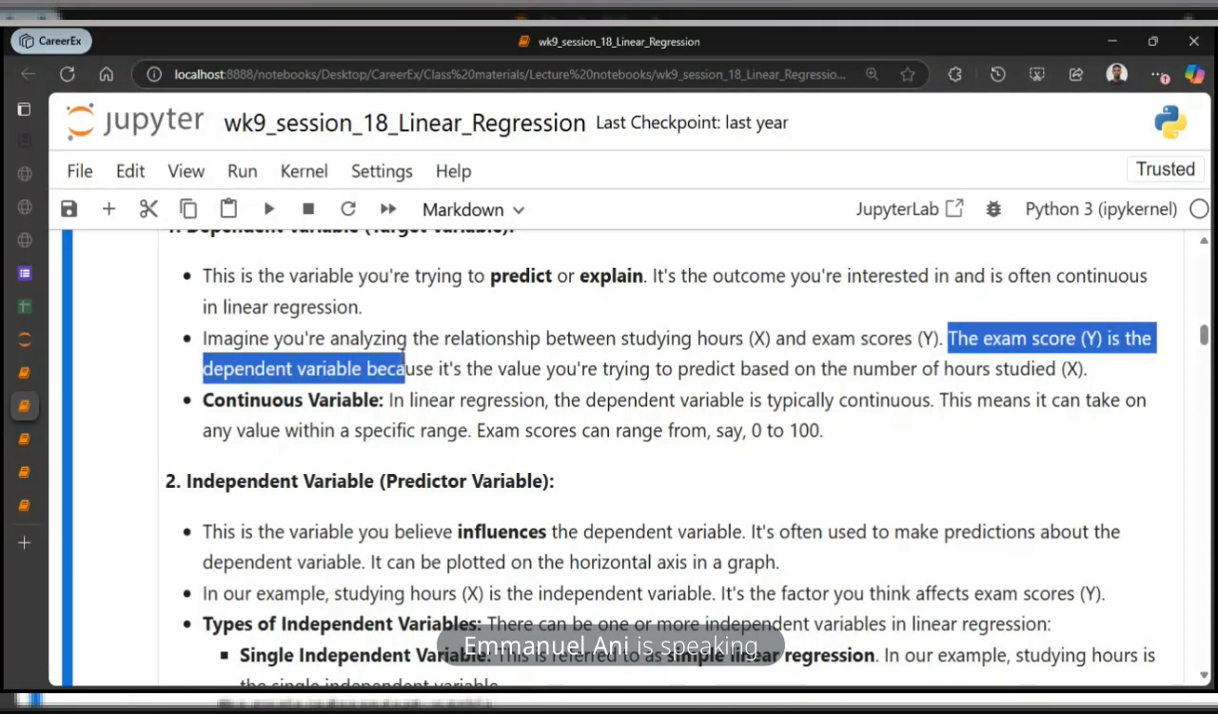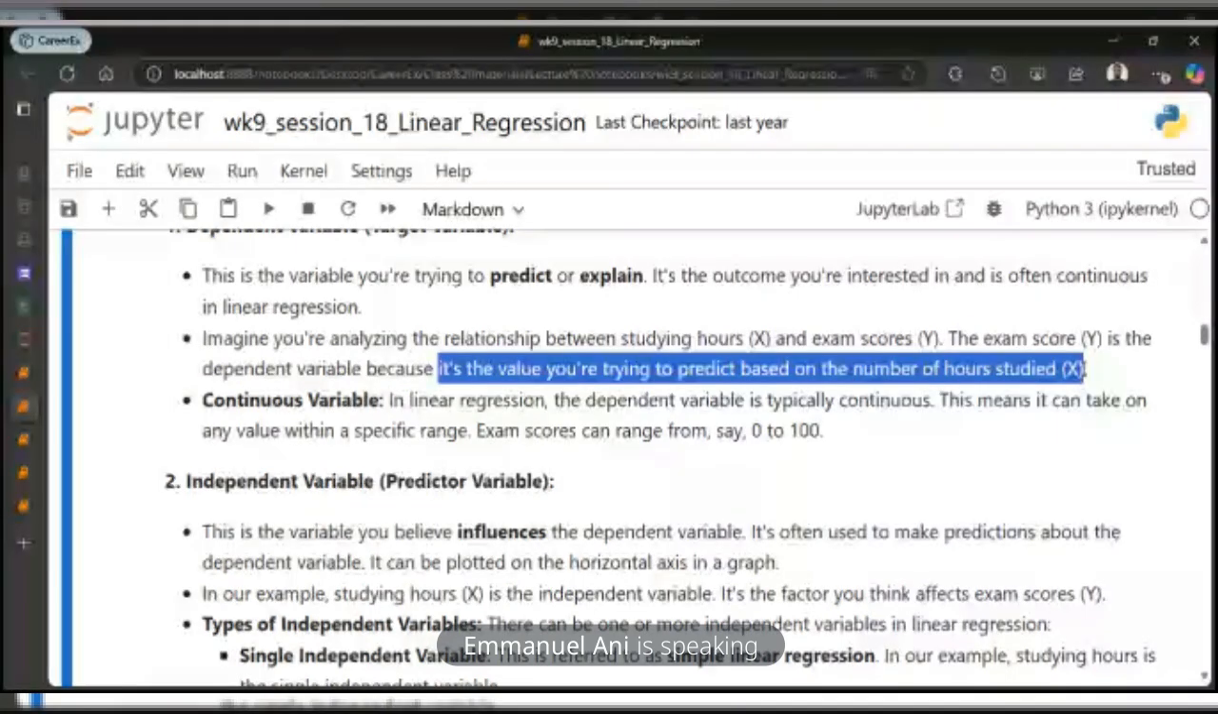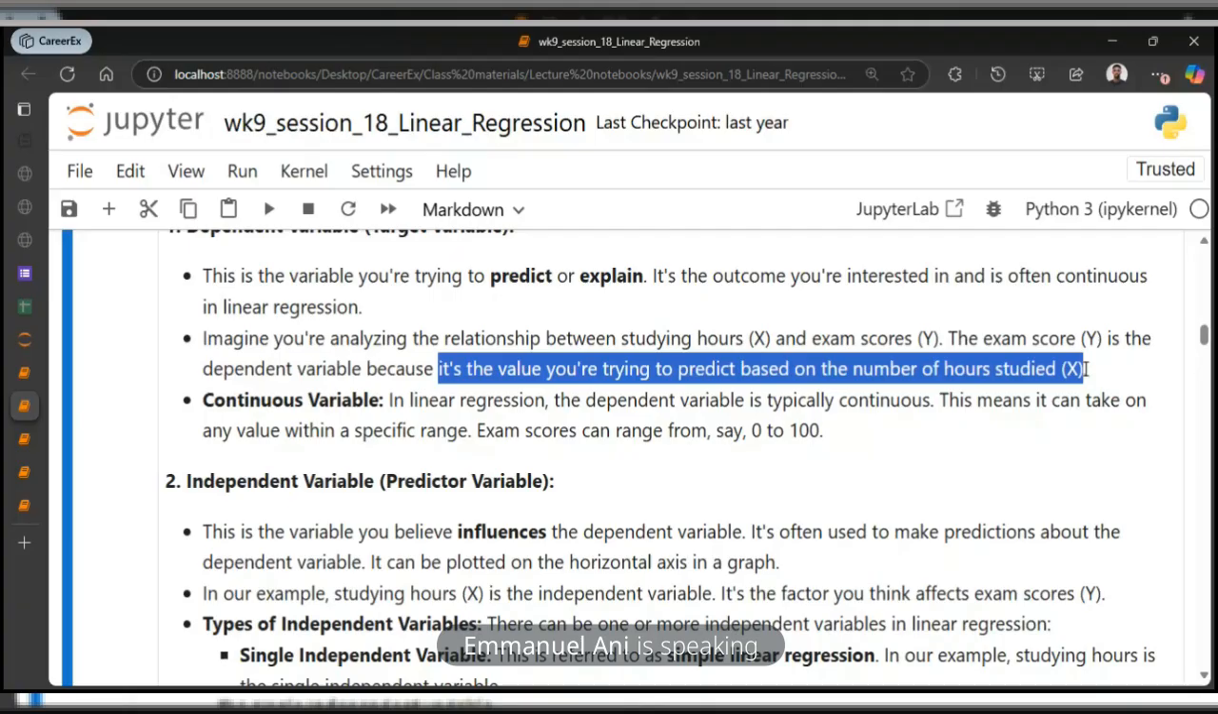And this ML problem or task is a simple one because it has only one independent variable, which is your studying hour. So this is a very, very simple example of linear regression. The exam score is the dependent variable because it's the value you are trying to predict based on the number of hours studied. You're going to have a lot of data, say 200 to 500 data points, and you pass it into your ML model and it tries to understand the relationship between study hour and the exam score.